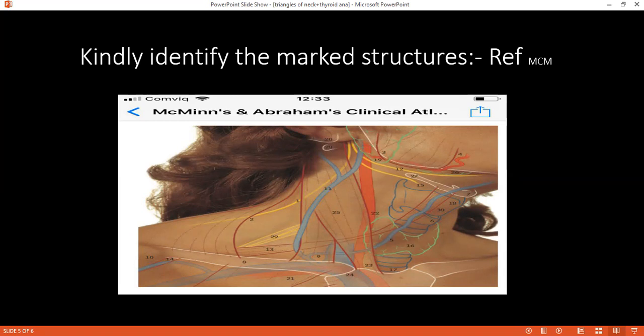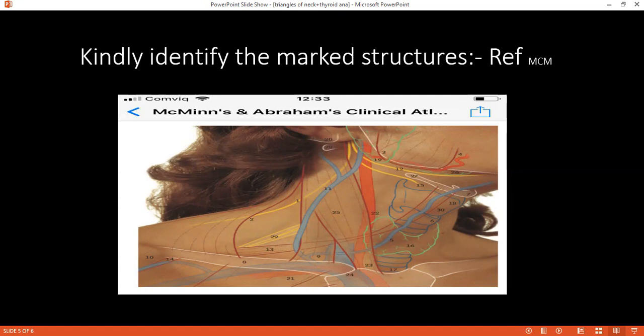Very good, excellent. Can you identify this blue structure? It's the trachea. Very nice. Is this 16 or 5? 16 is the thyroid gland. What is the posterior relation of the thyroid gland, please? The parathyroid glands. How many are they in number? They are 4. Very good. Excellent.